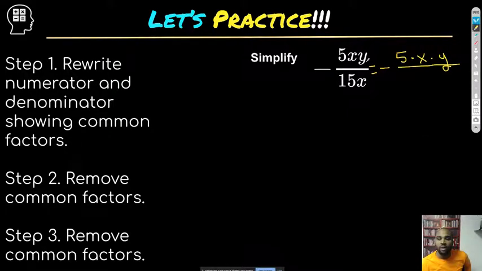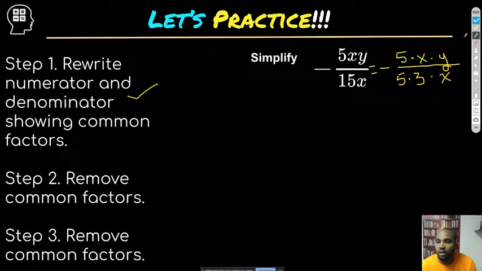Do 5 and 15 have any common factors? It sure does. 5 times 3. So 5 times 3 is a common factor. And, well, 5 and 5 is a common factor, and then I have my x. So we just did step 1: rewrite the numerator and denominator showing common factors.